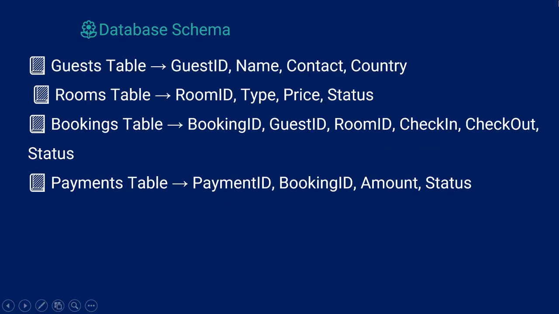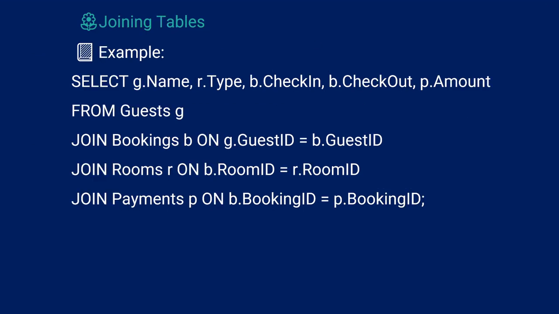Our hotel database has 4 tables: guest, rooms, bookings, and payments. Together, they track reservations, room details, and payments. This query joins guest, bookings, rooms, and payments to show which guest booked which room, their stay dates, and payment amount.